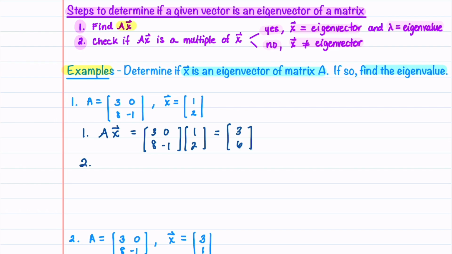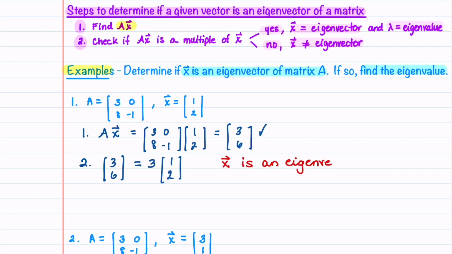Our second step is to see if this vector that we just computed is a multiple of x. We have vector [3, 6], and we want to see if it's a multiple of vector [1, 2]. We can see that if we multiply vector [1, 2] by 3, we get vector [3, 6]. So vector [3, 6] is a multiple of vector [1, 2]. This tells us that x is an eigenvector of matrix A, and that the eigenvalue is this value equal to 3.